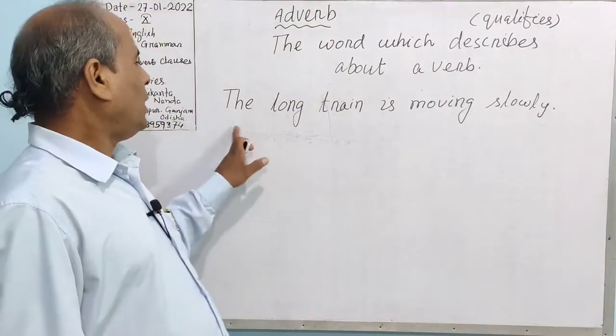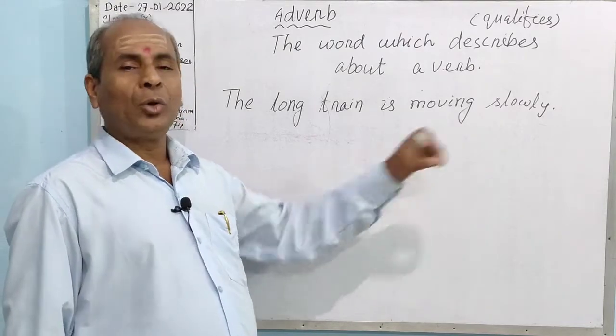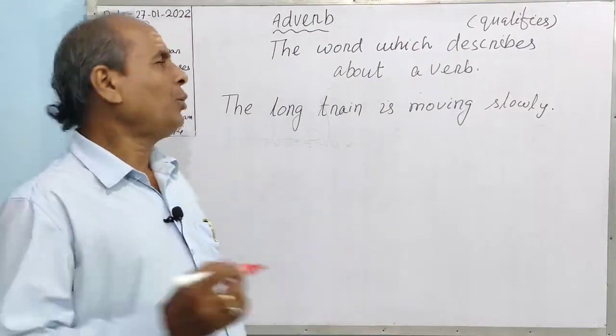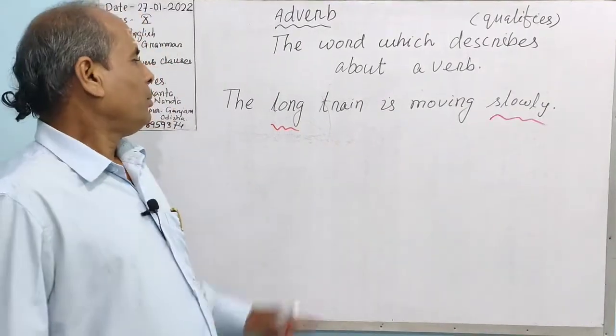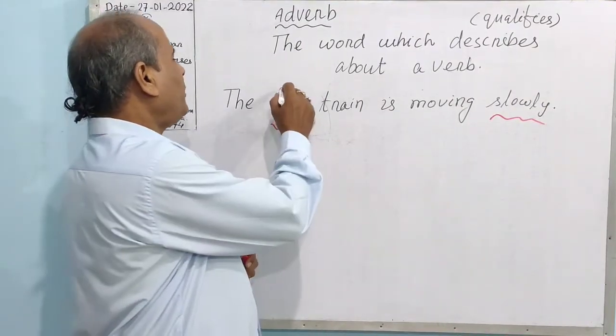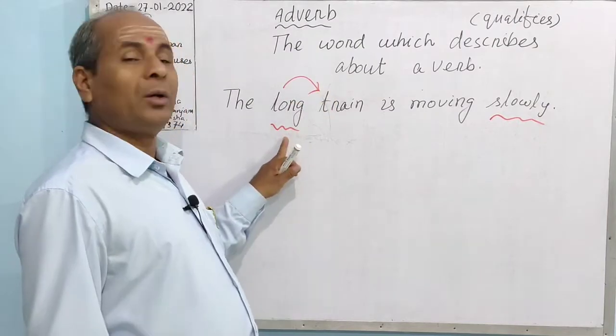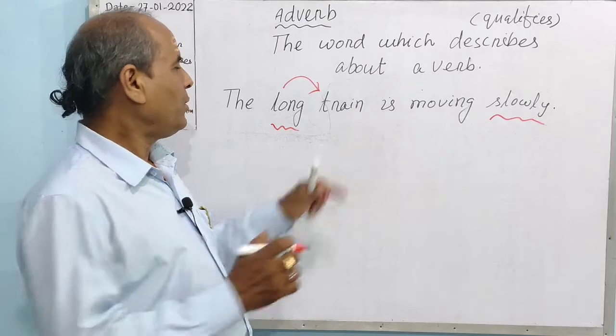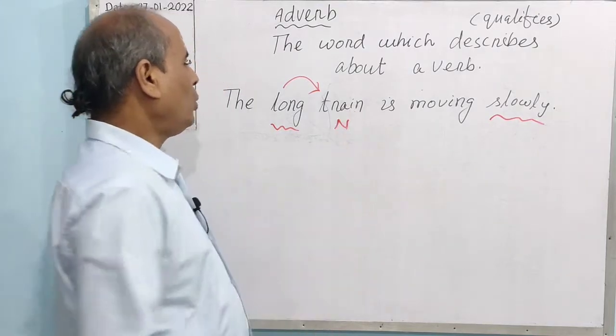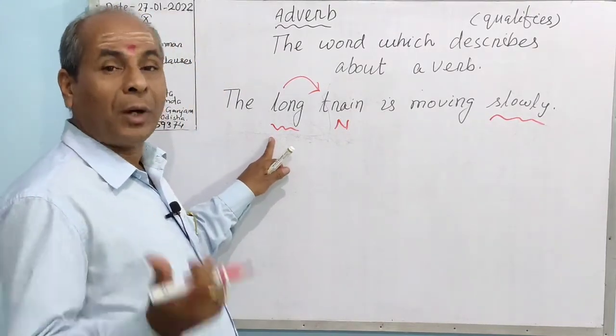You see, the long train is moving slowly. The long train. Here there is a word, long. But long is related with train. The word long describes something about the word train. Train is a noun. So it must be an adjective, a qualifying word.